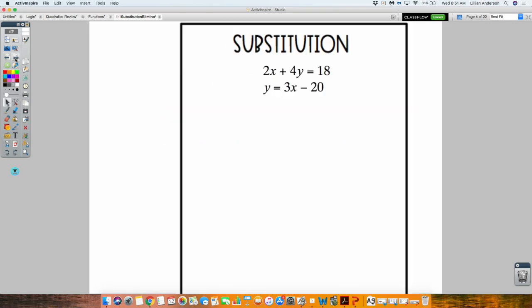So, the first one is substitution. I feel that the best way I'm going to be able to portray the steps when it comes to doing something by substitution is through an example. So, here's an example. We have a system 2x plus 4y equals 18, and then we have y equals 3x minus 20. Go ahead and get this one down in the substitution section. So here we have an example of a system. We have 2 variables, 2 equations.